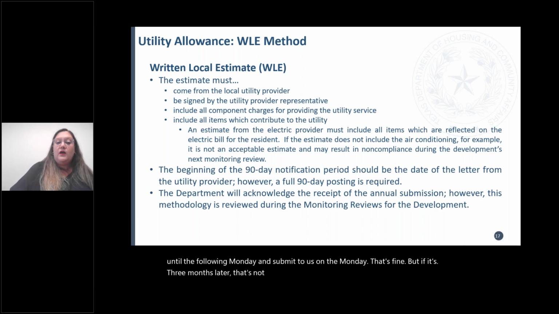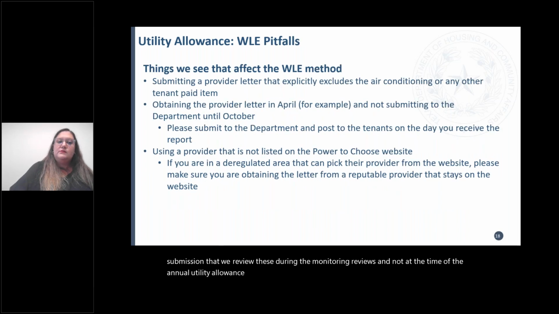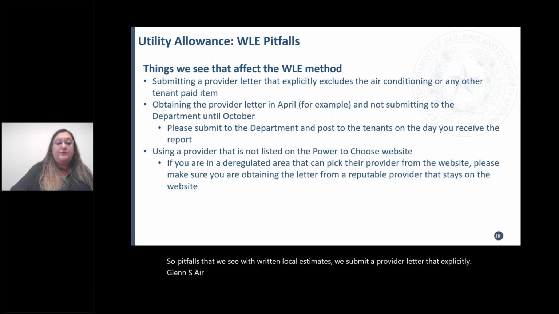The department will acknowledge the receipt of the annual submission, but we review these during the monitoring reviews and not at the time of the annual utility allowance review. Some pitfalls that we see with written local estimates: You submit a provider letter that explicitly excludes air conditioning or any other tenant paid item. Obtain the letter in April, for example, but don't submit to the department or post until October.